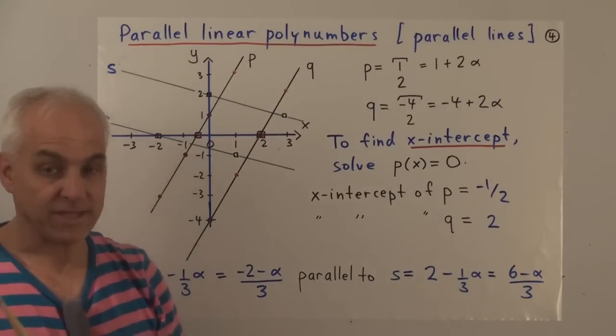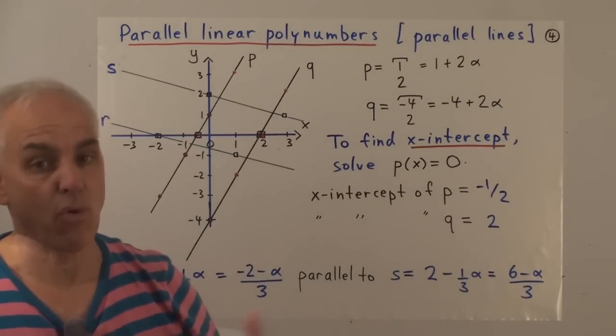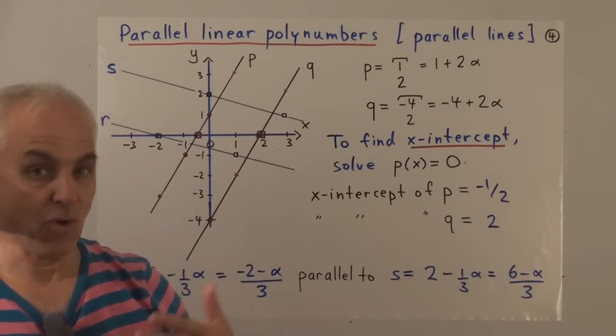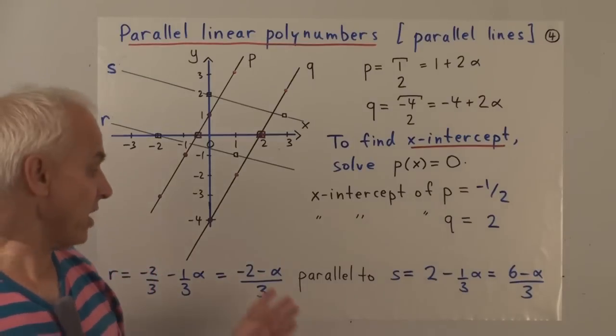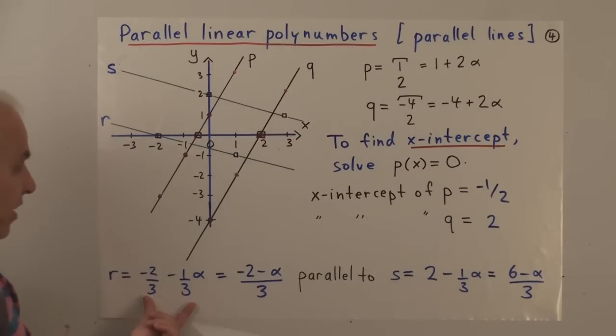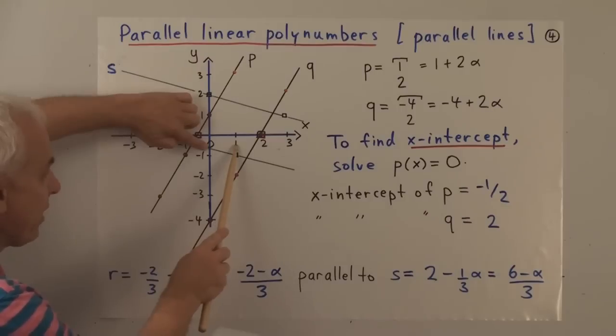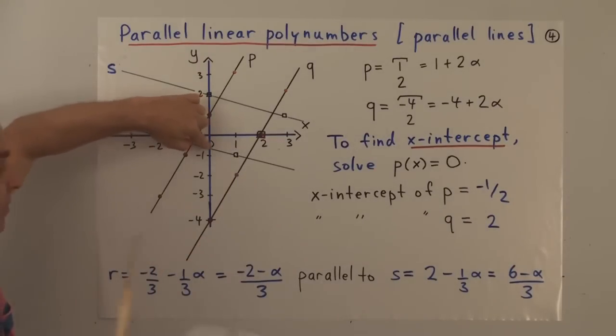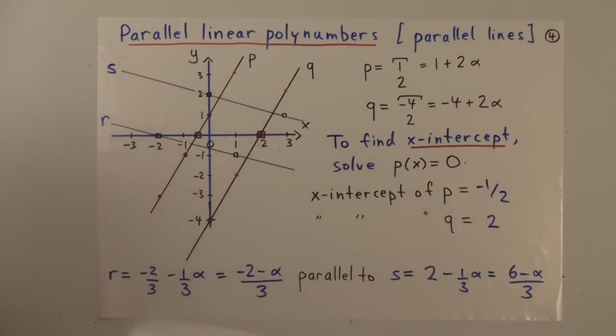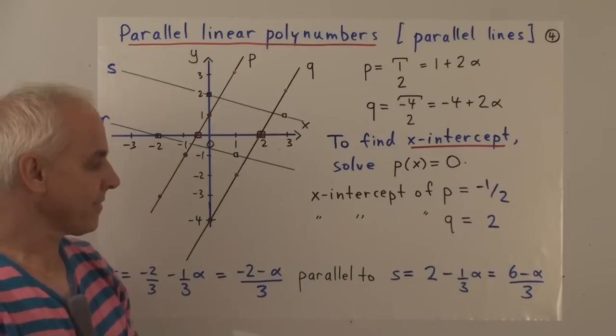Let me remind you that we said that the rational polynumbers were the second most important field in mathematics, because we can do all of the operations within that context. So this kind of object, the same things apply. It has y-intercept minus 2/3, which would be about there. It has slope minus 1/3. So that means if you go over 1, you go down 1/3. Over 1, down 1/3. And its x-intercept here is minus 2. If you set this equal to 0 and solve for alpha, you would get minus 2.